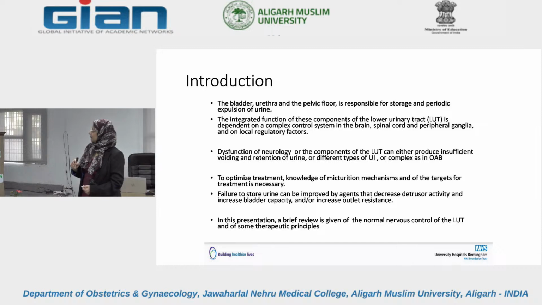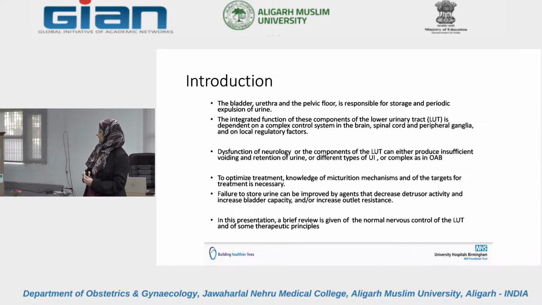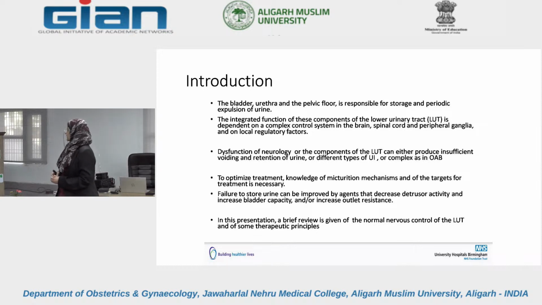Sorry, busy slides, but it is just the basic neuroanatomy. So what we are talking about here is that bladder, urethra and pelvic floor, all these together, are responsible for the storage and voiding phase of the urinary cycle. The integrated function of these components of the LUT is dependent on a complex control system. Mind you, it is really complex. In the brain, spinal cord and peripheral ganglia, and on local regulatory factors. So bladder is one of those organs which is very strange. There is no other organ in the body, if I am not wrong, which is controlled at so many different levels from head till our pelvis.